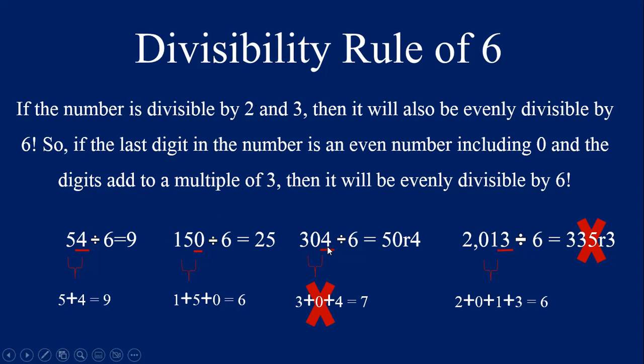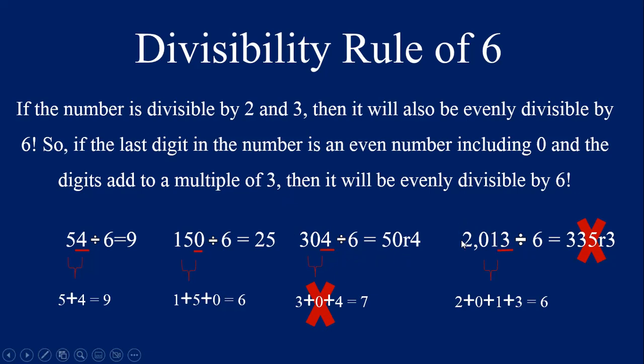Let's look at this one, 304. Ooh, the number in the ones place is a 4, which is an even number. Okay, so it's divisible by 2. Now let's check, is it divisible by 3 evenly? Well, we have to add these digits together. 3 plus 0 plus 4 gives us 7. Is 7 a multiple of 3? 3, 6, 9. Nope, it is not. So now we know the whole number 304 is not evenly divisible by 6. This one we would get a remainder.